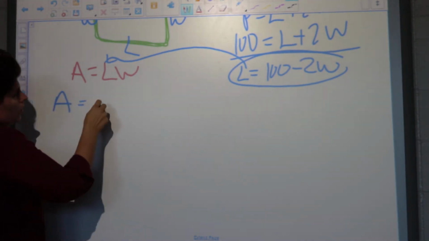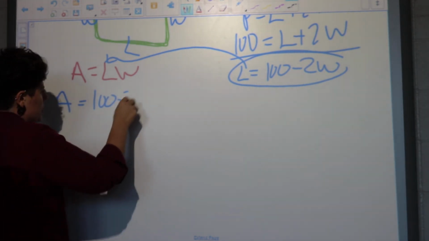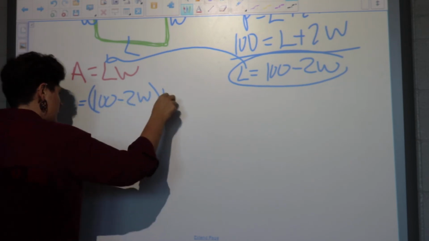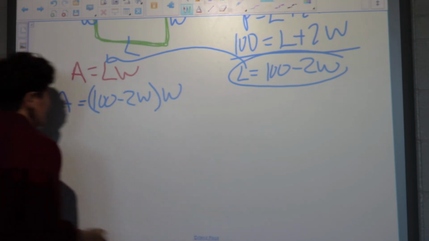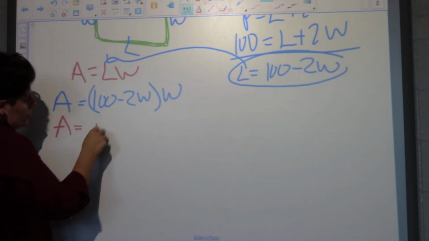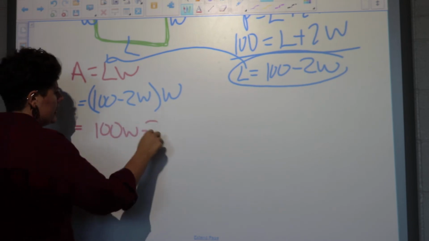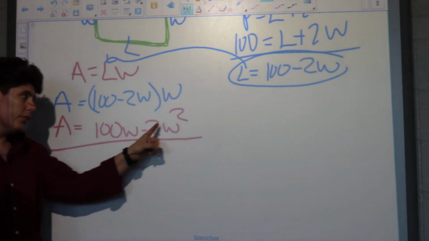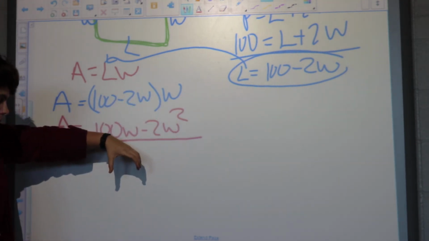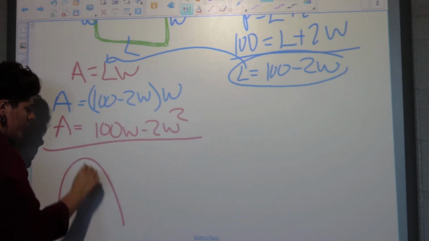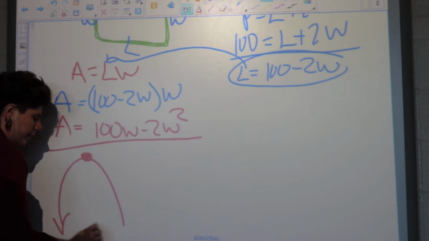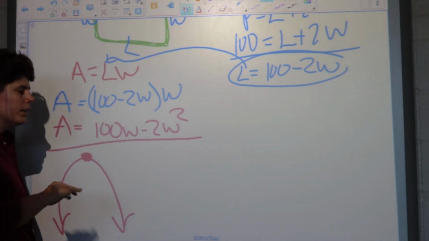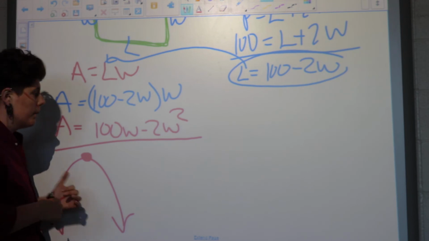So area equals 100 minus 2W times W. I can distribute, so area equals 100W minus 2W squared. Again, I have a negative quadratic, so it's face down. So if I want the maximum, the point is in fact the vertex. You will not always solve for the vertex, but this time you are.